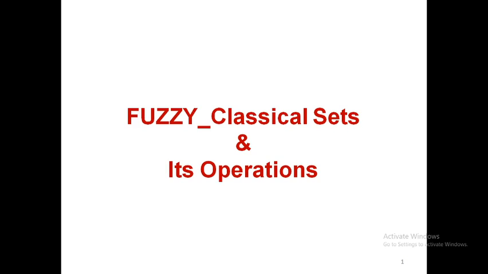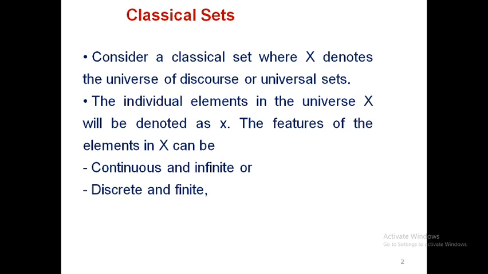So first we'll see the classical sets and its operations. So what is a classical set? We consider a classical set where capital X denotes the universe of discourse or universal set. Let us represent that capital X with the universe of discourse or universal set. That means the entire set is called the universal set, or the combination of all the sets is nothing but the universal set or universe of discourse. So the individual elements in the universe X will be denoted as a small x.